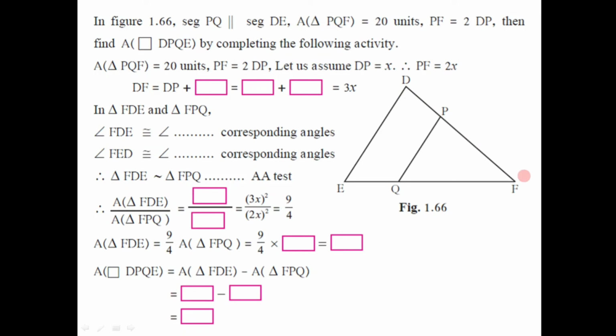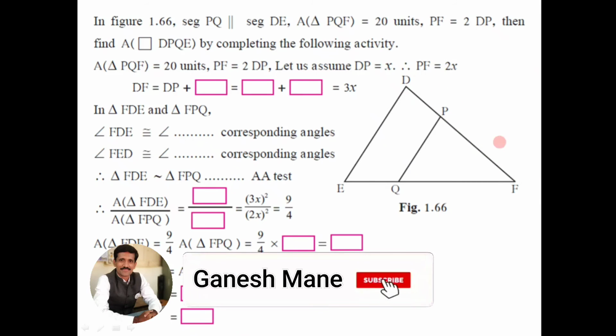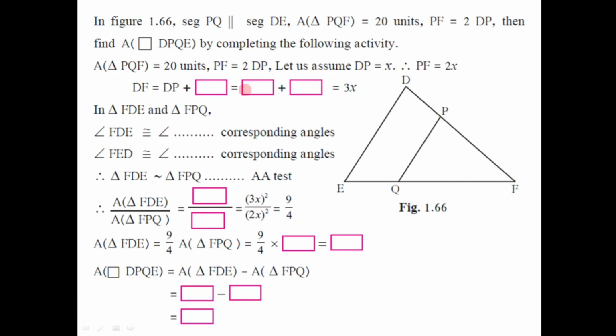Now we get DF. As we can see in the diagram, D, P and F are collinear points. So if we add DP and PF, we get DF. By that, you can write DF is equal to DP plus PF. We have the values for both of these. We have assumed DP as x plus PF as 2x. So x plus 2x, that's 3x.